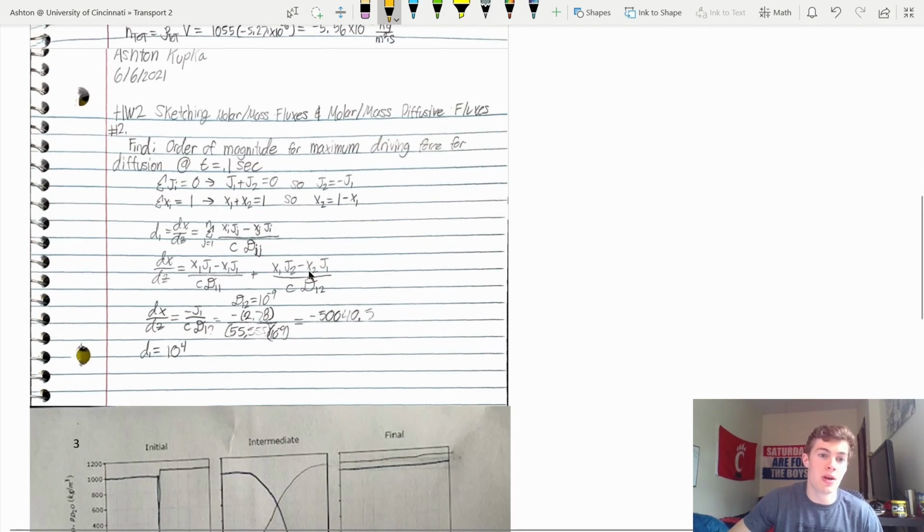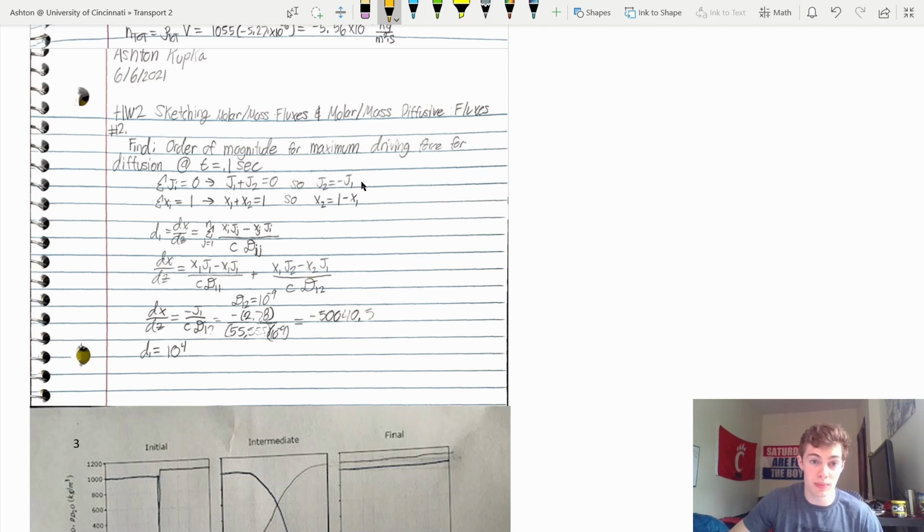Going to number 2, our objective in number 2 is to find the order of magnitude for the maximum driving force for diffusion at t equals 0.1 seconds. Now we know from our book that the total molar diffusive flux of all our components is going to be equal to 0. Therefore, our molar diffusive flux of component 1 plus our molar diffusive flux of component 2 is going to be 0. So this just means that our molar diffusive flux of component 2 is equal to our negative molar diffusive flux of component 1.